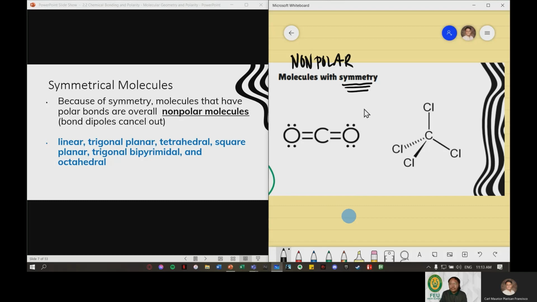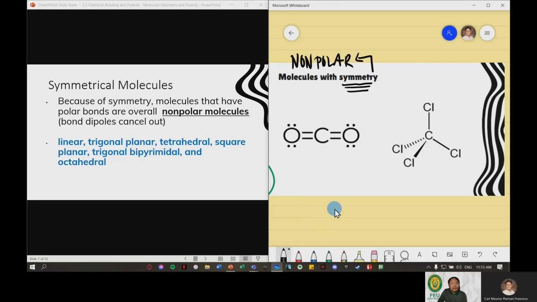This is very profound and this is very direct. The moment we identify that a molecule is symmetrical or has a symmetrical shape, it is automatically nonpolar. Ulitin ko po, kapag nalaman natin na ang symmetry ng isang molecule ay symmetric, automatically nonpolar ang molecule. Okay? Halimbawa ng mga symmetrical shape ay linear, trigonal planar, tetrahedral, square planar, trigonal bipyramidal, and octahedral.